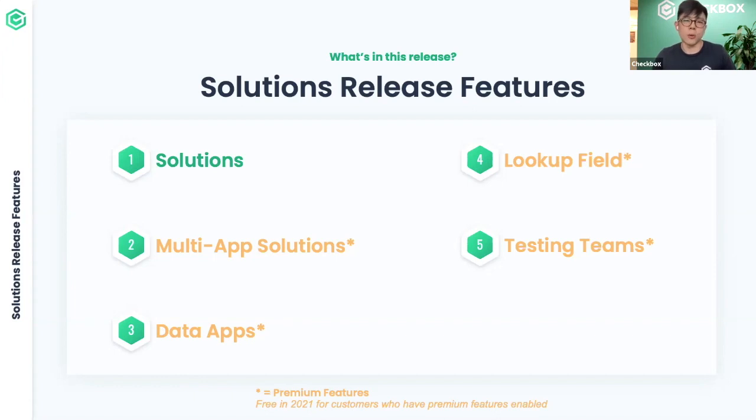So it's very straightforward. Now, before I jump onto the platform, I want to note the obvious asterisks and yellow coloring that you have on your screen there. So multi-app solutions, data apps, lookup field, and testing teams are all premium features. If you don't see that on your screen, feel free to reach out to your customer success manager or account manager. It's probably because you don't have premium features enabled. And for those of you who do have it on your Checkbox platform, it's because you obviously have premium features. It is free in 2021 for customers who already have premium features. So that's on us. That's pretty cool.